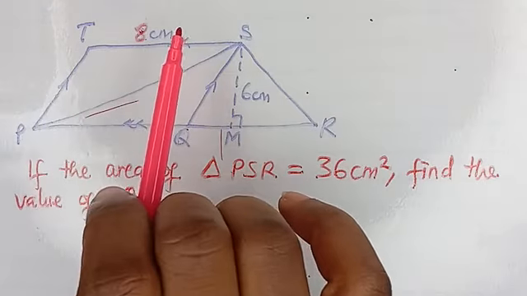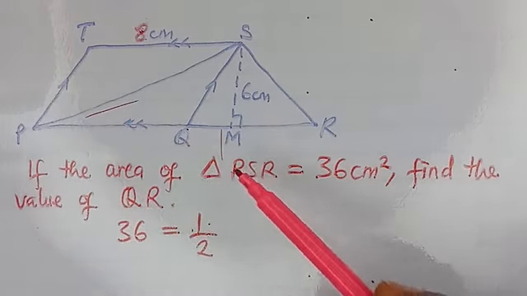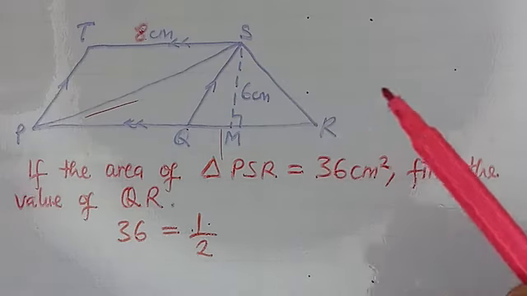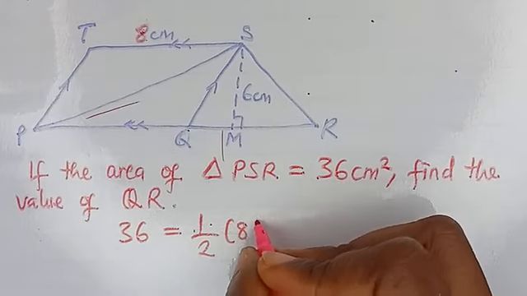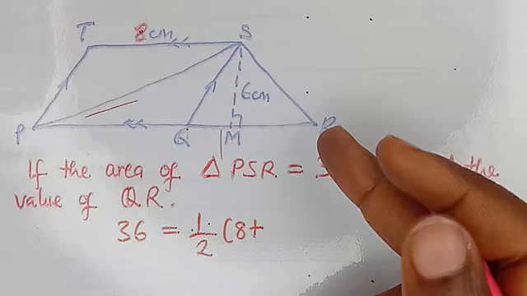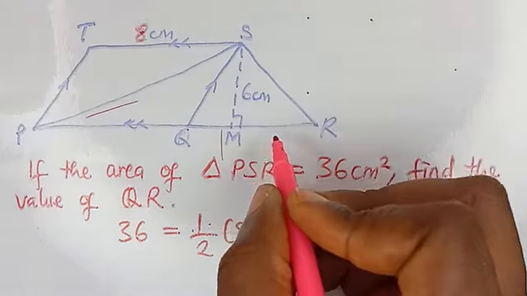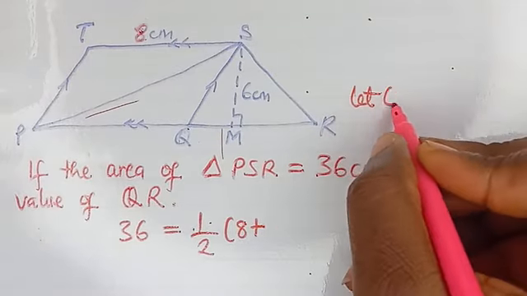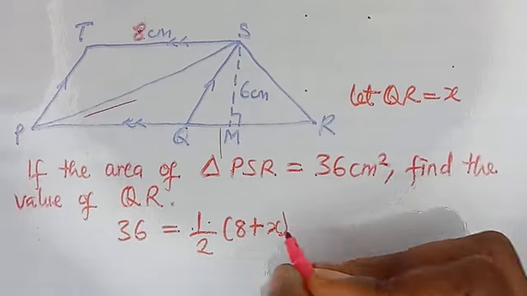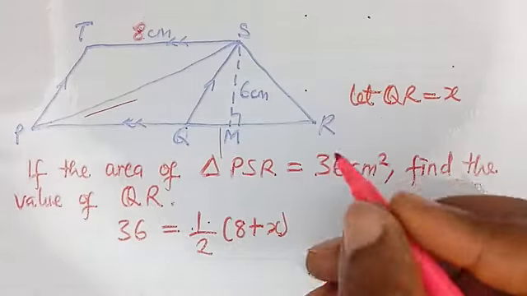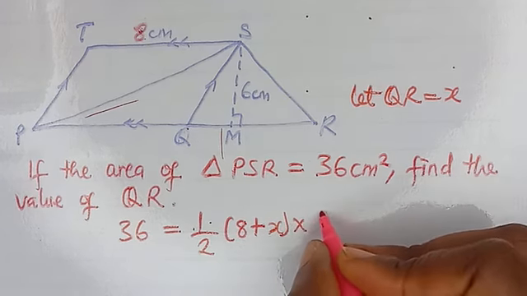So remember, in a parallelogram, opposite sides are equal. Therefore, PQ is 8 cm. Then this QR, which we are looking for, we don't know yet. So we can safely say that the base is equal to 8 plus, and what do we call this QR? Just a single letter. I always go for the letter X. So let QR equal X, so this part is X. So 8 plus X times the height, which we can see here is 6 cm. So half base times height, which is 6.